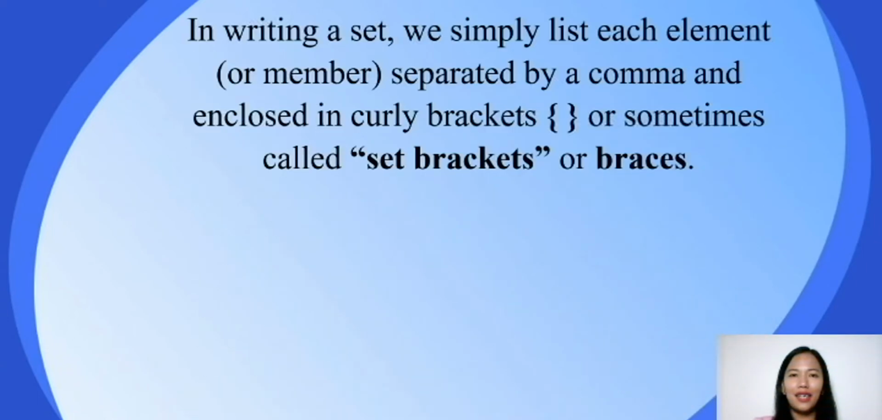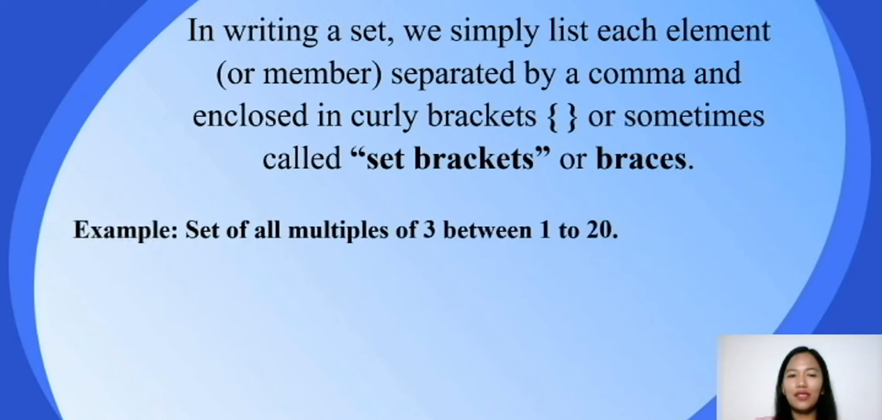In writing a set, we simply list each element or member separated by a comma and enclosed in curly brackets, or sometimes called set brackets or braces. Let's have an example. Let's write the set of all multiples of 3 between 1 to 20. To do this, the first thing that we are going to do is to list each element. What are the multiples of 3 between 1 to 20?